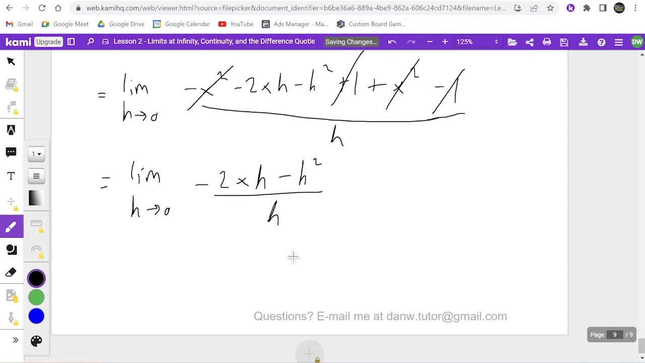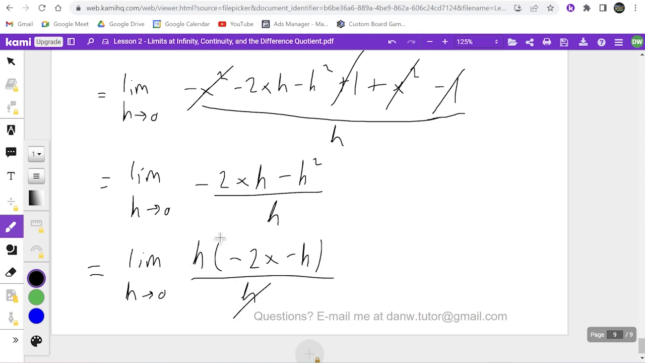Can you cancel out the h's at this step? Technically, yes. I will not. I will factor out an h instead, which is technically the same thing. H times the quantity, what's left? Negative 2x minus h all over h. H's cancel, and now I can plug in 0 for h. Your answer will be just negative 2x minus 0, which is negative 2x.